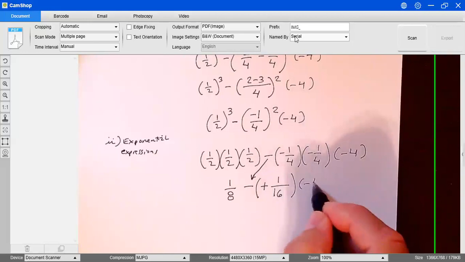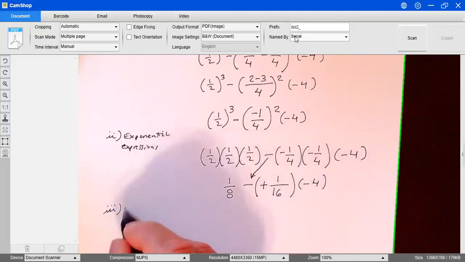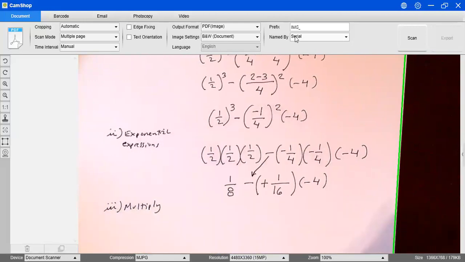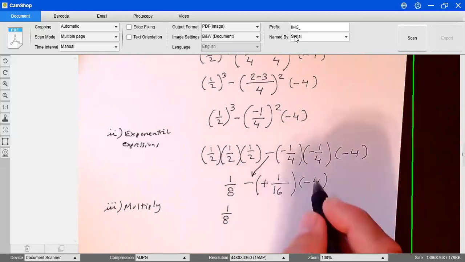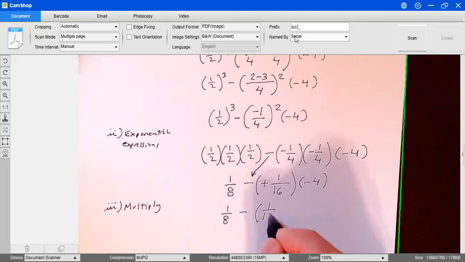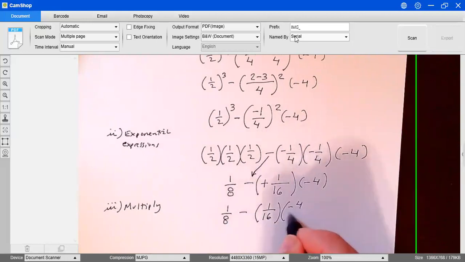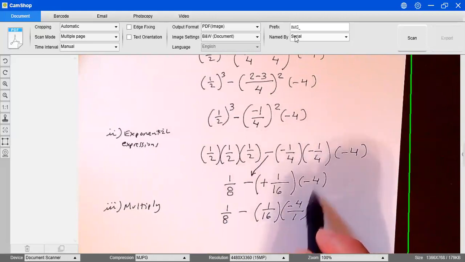And finally, -4. We still have multiplications to do now. So the third step is going to multiply from left to right. So we leave 1/8 here. And now we're going to finish this part. So we're going to multiply these two quantities. To multiply these, we need a fraction here. So we're going to have -1/16, -4/1. Remember, that's the way that we multiply fractions.